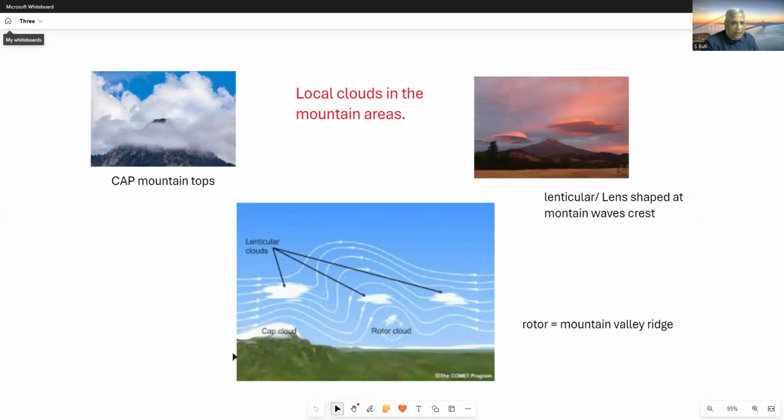Right. Then as the air which has gone up descends on the leeward side of the mountain and again starts rising on the next mountain, and from the valleys, if it picks up the moisture, it triggers vertical development clouds in the mountain valley ridge area. And these are called rotor clouds, something like small CBs.